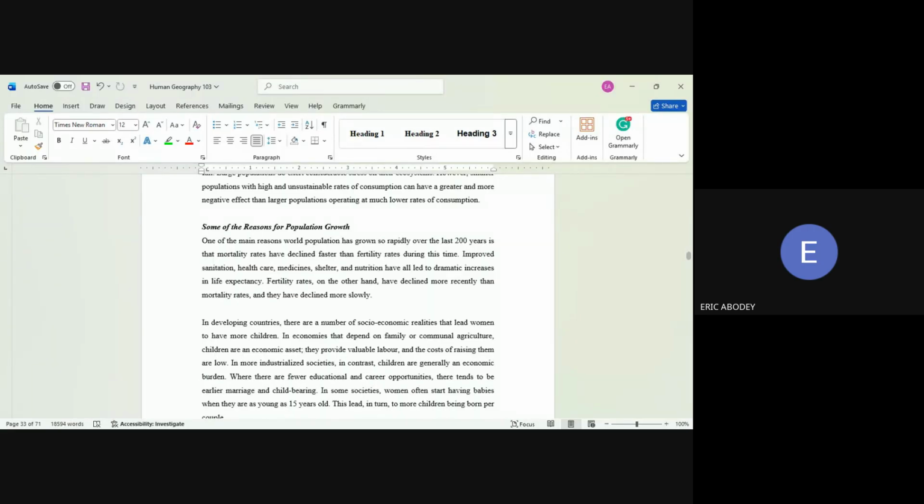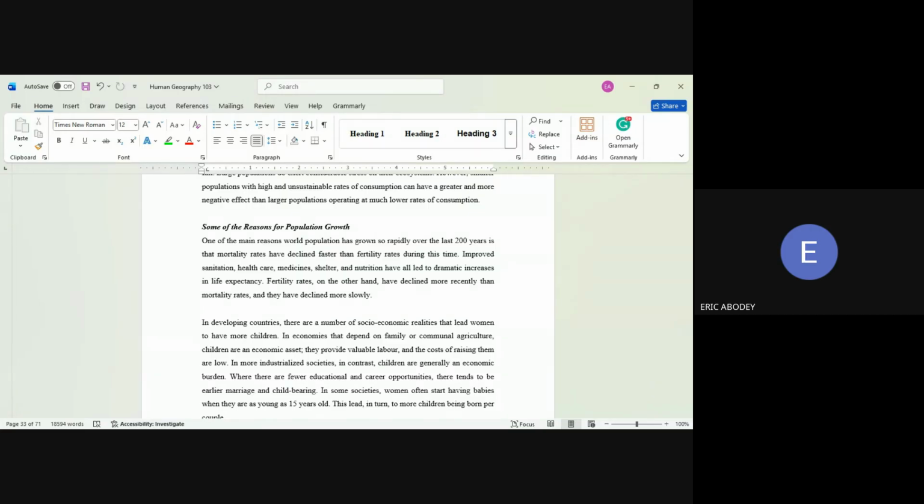Again, there is improved sanitation. Can you imagine? Healthcare, medicine, shelter, and nutrition have all led to a dramatic increase in life expectancy. You might think these variables are not all that good, but no matter how you think, it is better.